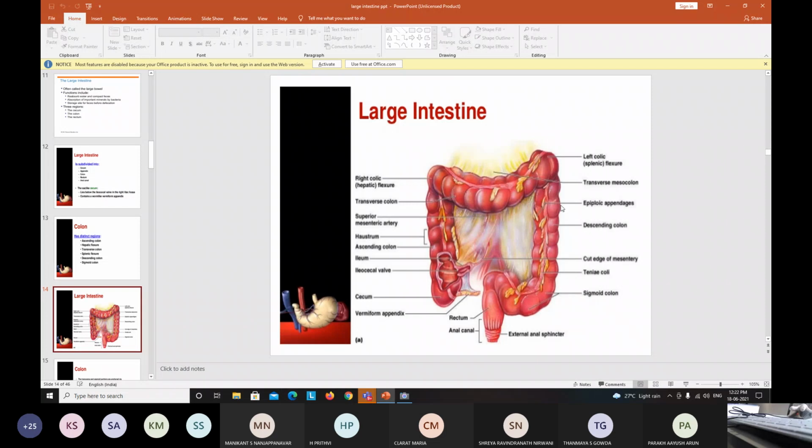Now come to this side. See, the yellow colored fatty material is there. Fatty pockets, pouches are there. That is called the appendices epiploicae.